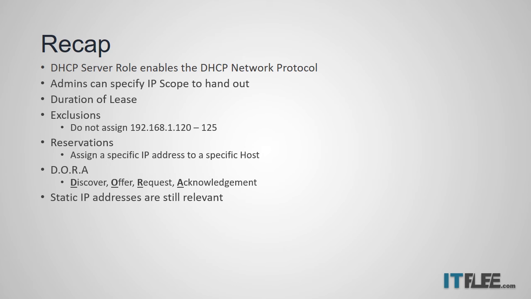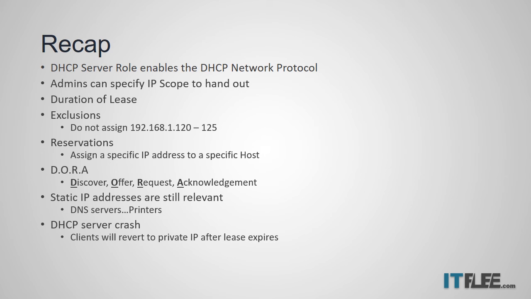Static IP addresses are still relevant for things like servers and printers, and if your DHCP server crashes, computers relying on DHCP will stay connected until their TCP/IP lease expires. Finally, if a computer is configured to use DHCP but it cannot find a DHCP server, it will assign itself a private IP address that starts with 169.254.x.x.